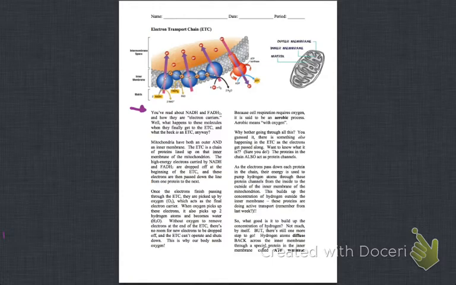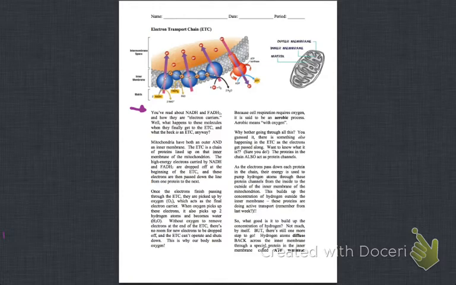You've read about NADH and FADH2 and how they are electron carriers. Well, what happens to these molecules when they finally get to the ETC, and what the heck is an ETC anyway? Well, mitochondria have an outer and inner membrane. All right, I'm going to stop right there.